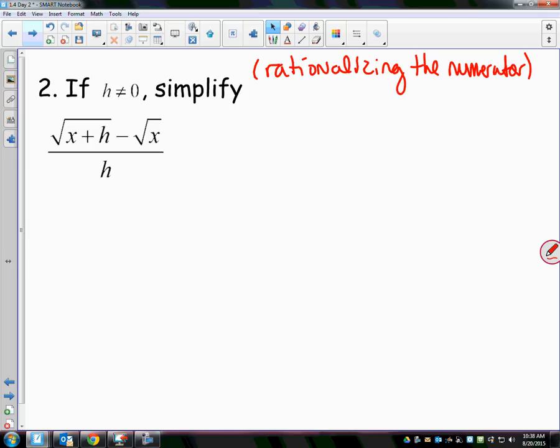So we're going to do the same thing we did on the last one. We're going to multiply by the conjugate, but now we're going to do it to simplify the numerator here. What would the conjugate of that numerator be? How do you find the conjugate of something?